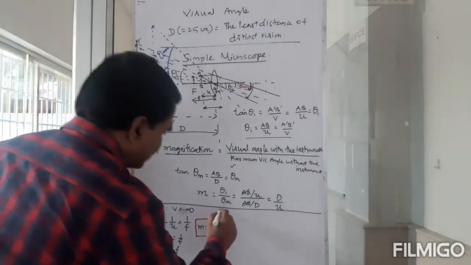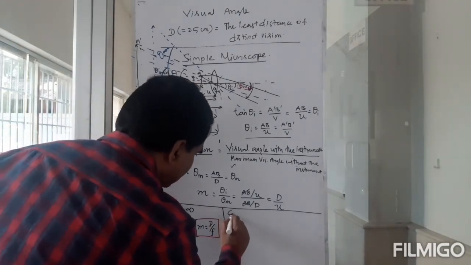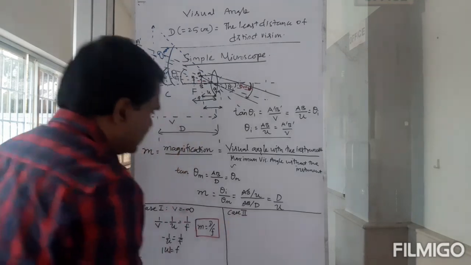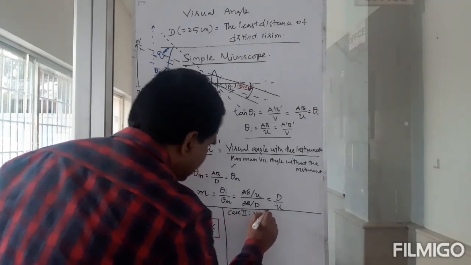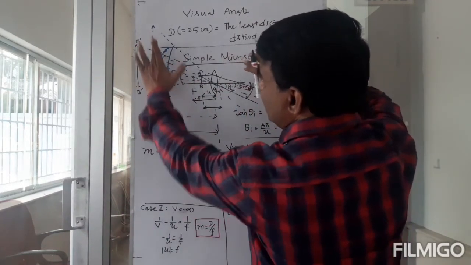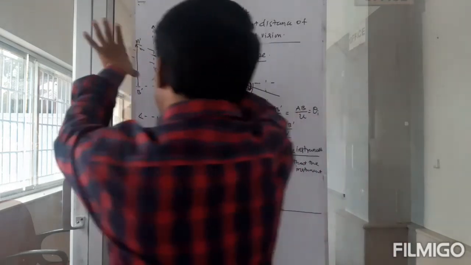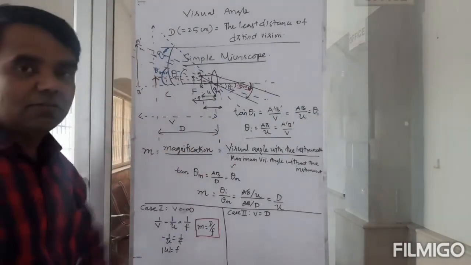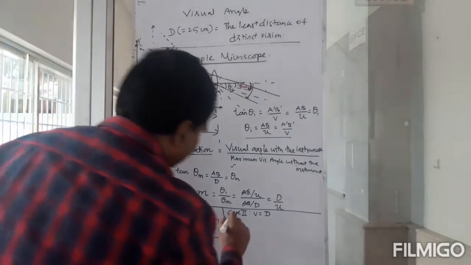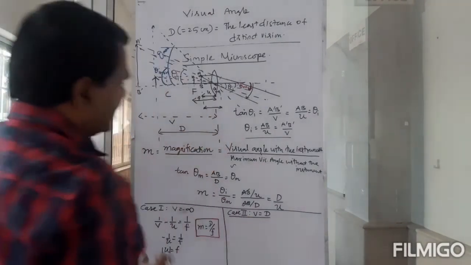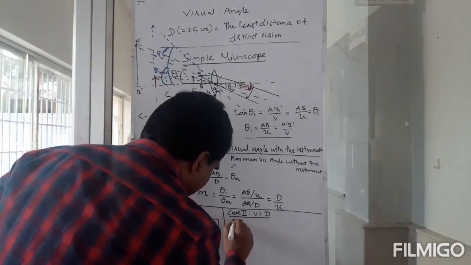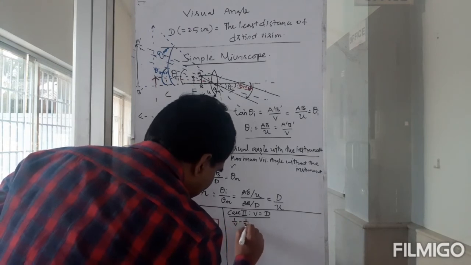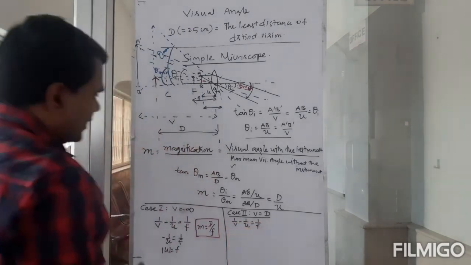Then what's the maximum magnification? Case 2: when V is equal to D, the image is formed exactly at D. This is where I get the maximum magnification, and theta max will be the greatest. How do I find it? Again, I'm going to use the same equation: 1 by V minus 1 by U equal to 1 by F.